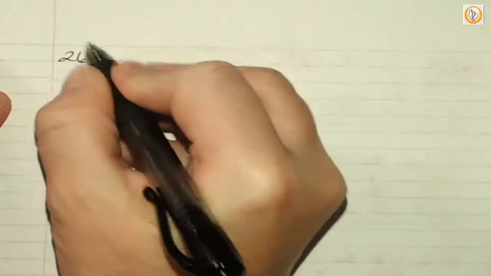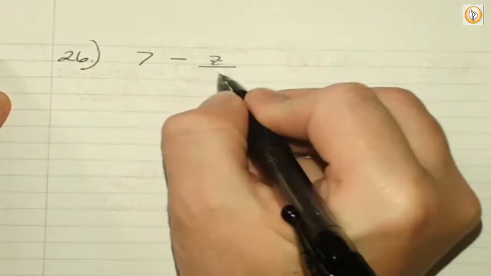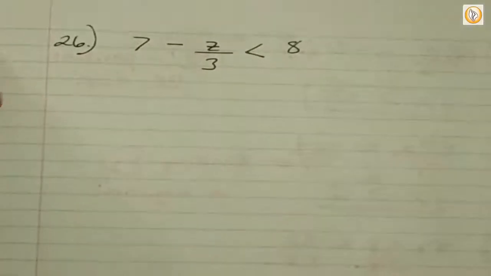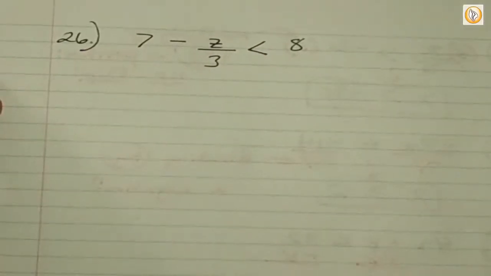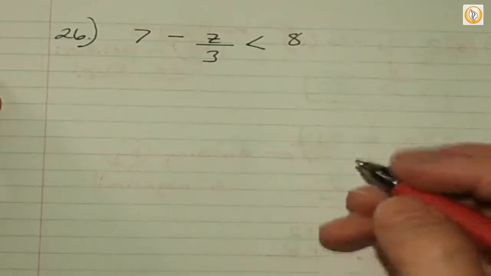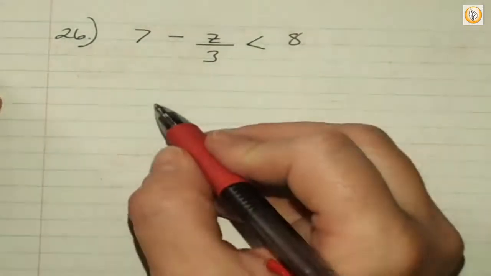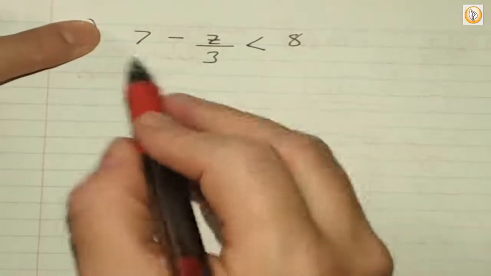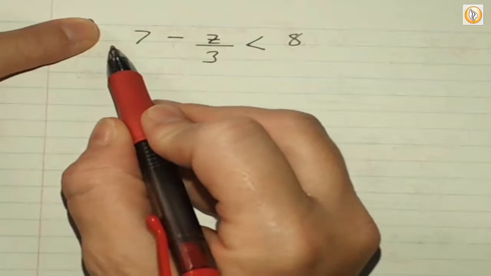Natalia, you want to try the last one? 26. 7 minus z divided by 3 is less than 8. So you're going to add 7. Why are we adding 7? Sorry, subtract 7.